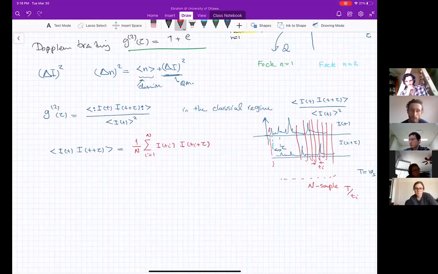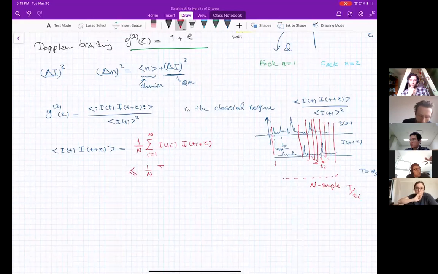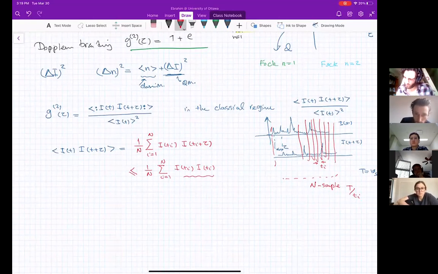It can be proven that this quantity is smaller or equal to what happens when you don't have the delay, because that quantity is positive, or has the maximum value that you are expecting. You can use the Cauchy-Schwarz inequality and prove this, but essentially it's not difficult to prove this inequality.